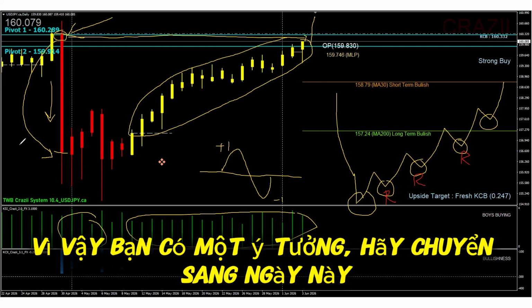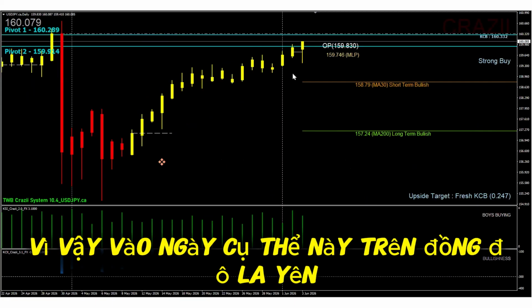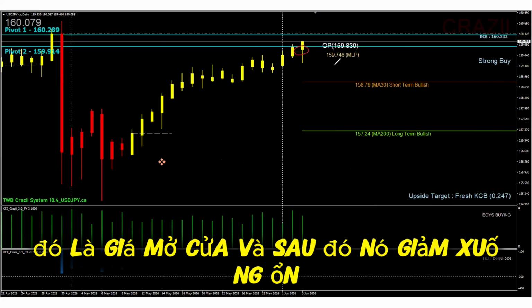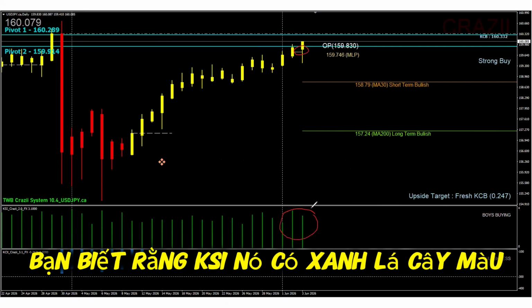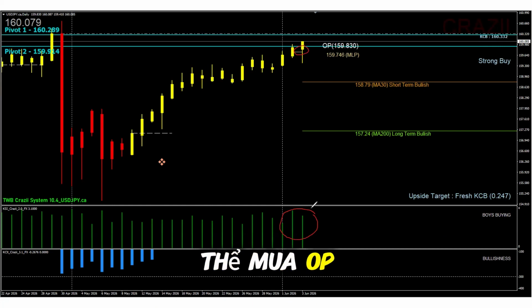Let's just move into this day and we can see that point. All right. So on this particular day on the dollar yen, the market opens here first, that is the opening price, and then it came down. So the thing is this: as the price comes down, you know that the KSI is green in color. So that means that you can buy above OP or you can buy below OP at -1, -2, and -3.